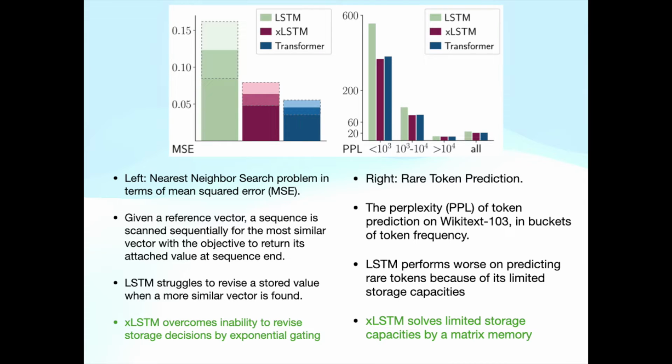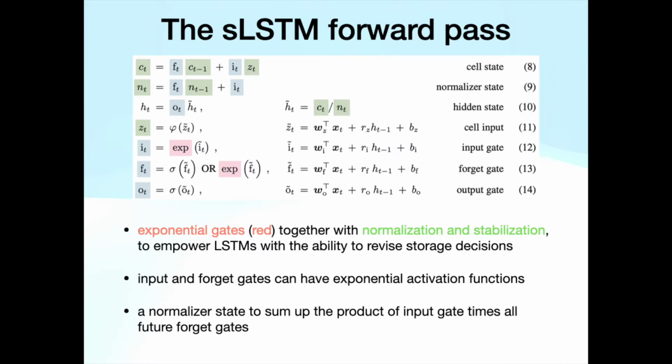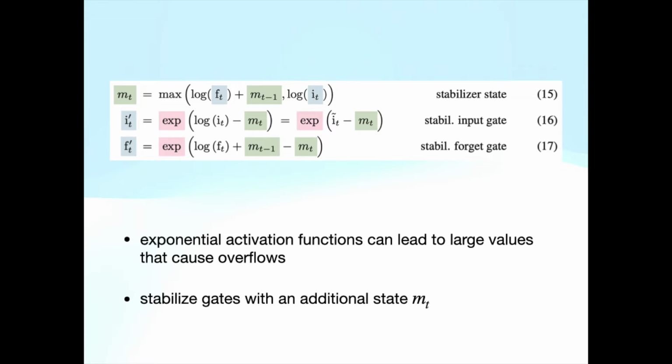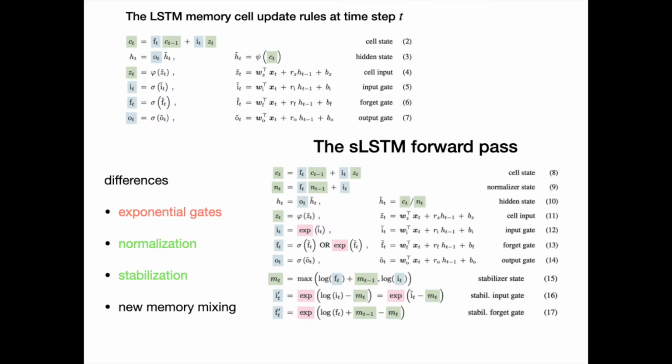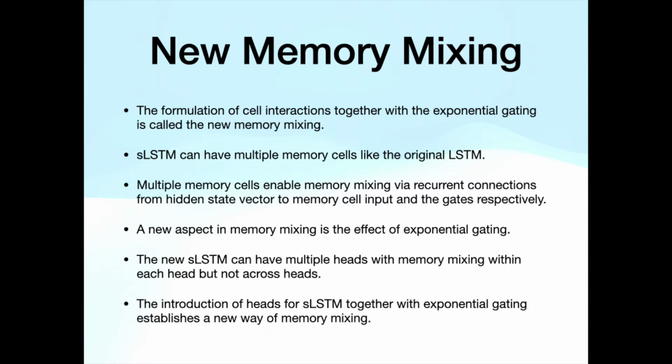xLSTM overcomes the inability to revise storage decisions by exponential gating, and solves limited storage capacities by a matrix memory. xLSTM uses exponential gates together with normalization and stabilization, to empower LSTMs with the ability to revise storage decisions, and stabilizes gates with an additional state. The differences between LSTM and xLSTM are exponential gates, normalization, stabilization, and new memory mixing.